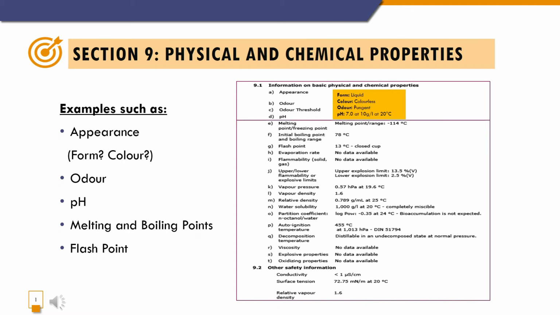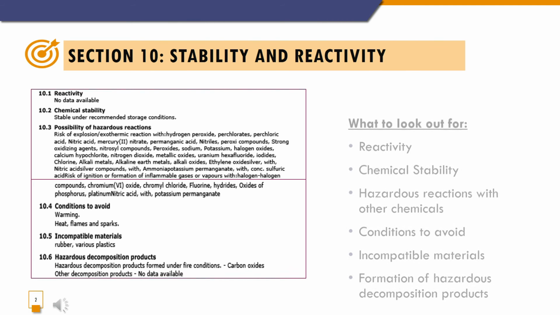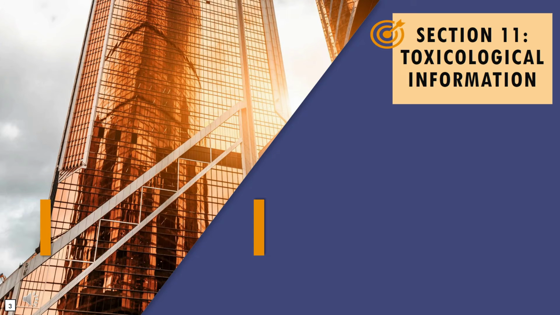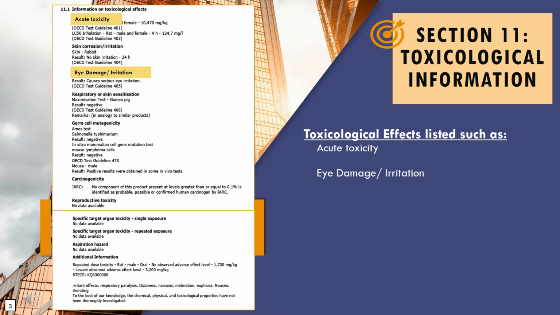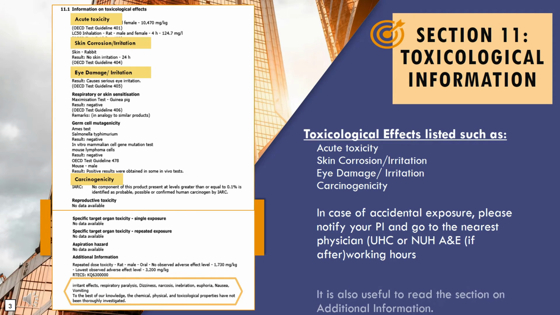Examples will include appearance, melting and boiling points. This section gives you information on chemical reactivity, conditions to avoid and incompatible materials. The last section of this presentation is on toxicological information. Examples of effects listed are carcinogenicity and skin corrosion.